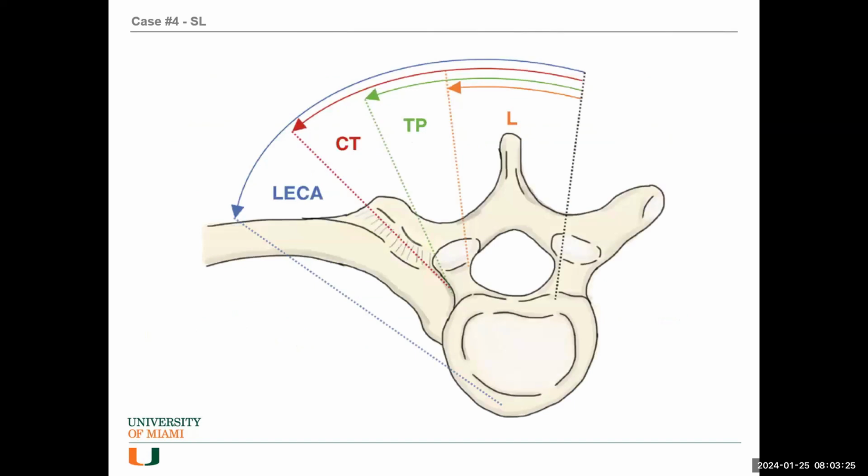So again, laminectomy gets you the middle, the transpedicular gets you slightly more through the pedicle. Costotransversectomy essentially means you're taking a little bit of the rib, the transverse process, and the pedicle. And finally, the lateral extracavitary approach gets you that whole segment of rib all the way into the anterior portion of the vertebral body. So this is just something you have to memorize. It makes conceptual sense.